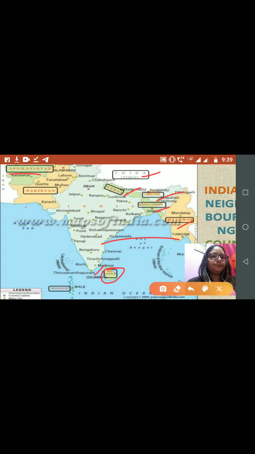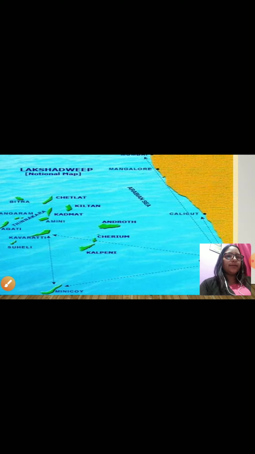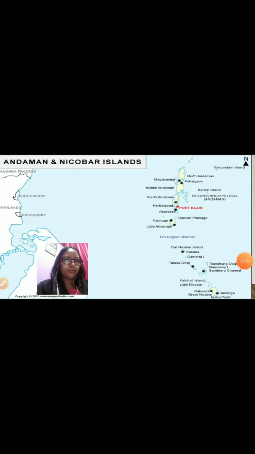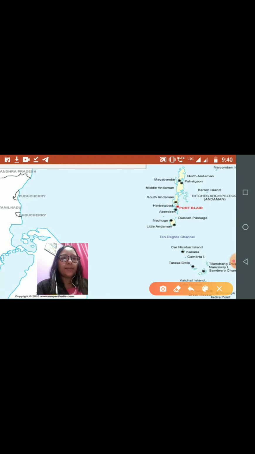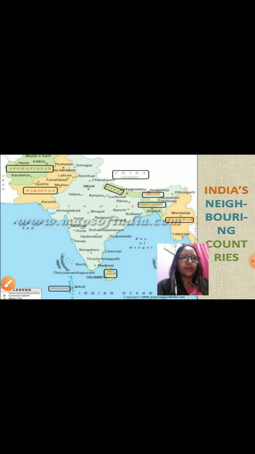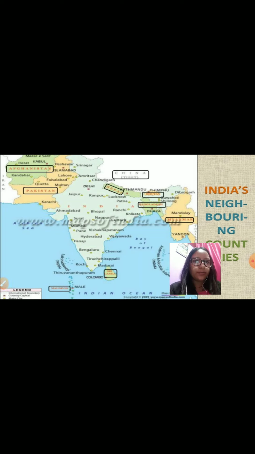Now let's see. You all know that we have two island groups that are part of India. One is Lakshadweep and another one is the Andaman and Nicobar Islands. Why Andaman and Nicobar Islands? I'm showing because Kanyakumari is the southernmost tip of the Indian mainland. If you see the Indian mainland map here, we have Kanyakumari. Okay, this is the southernmost tip of the Indian mainland.